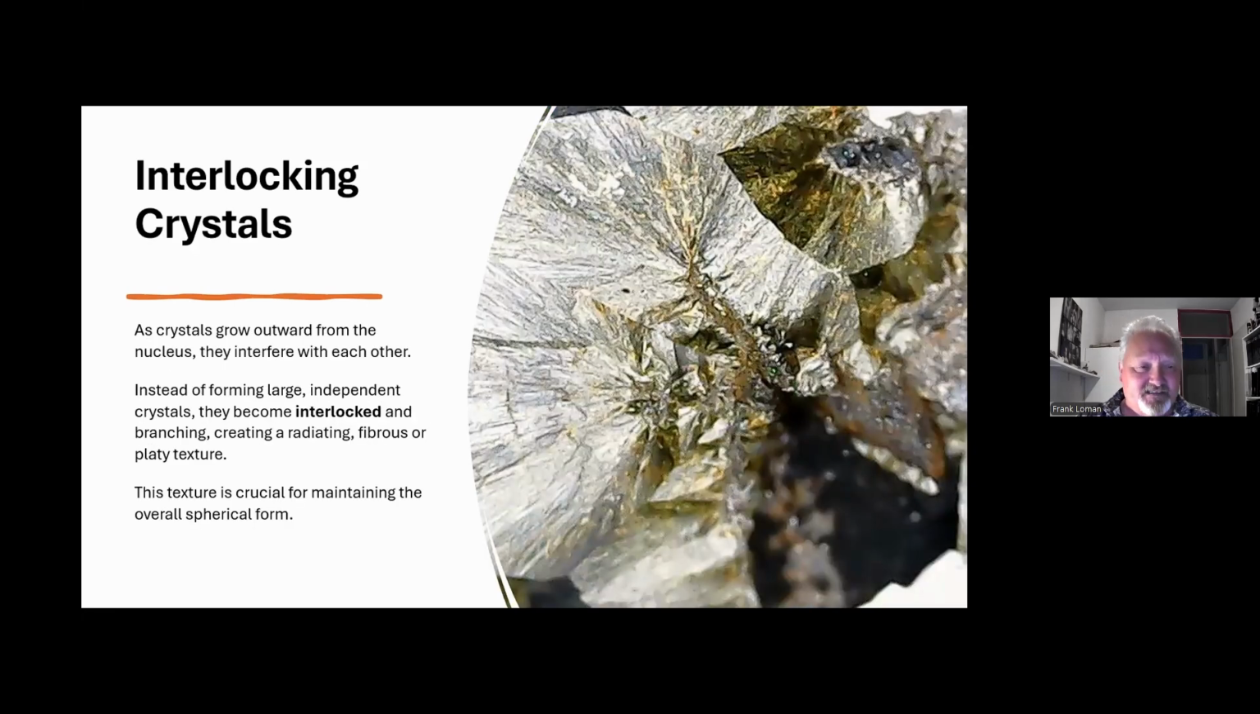Interlocking crystals. As crystals grow outward from the nucleus, they interfere with each other, because they don't have room to grow as a solitary crystal. So instead of forming large independent crystals, they become interlocked and branching, creating a radiating, fibrous, or platy texture. This texture is crucial for maintaining the overall spherical form.